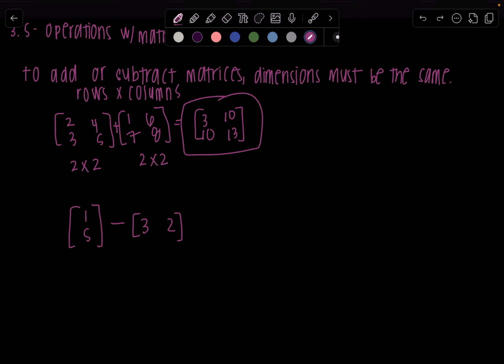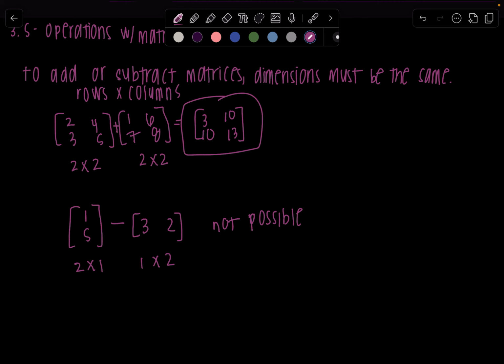So this one right here, if I list my dimensions, it's again rows and then columns. The left one has 2 rows and 1 column, so it is a 2 by 1. The matrix on the right has 1 row, 2 columns, so it is a 1 by 2. These dimensions are not the same, so I cannot subtract or add these. To add or subtract, it is not possible. So for this situation, you would check the directions.